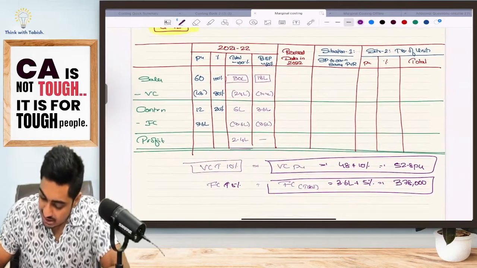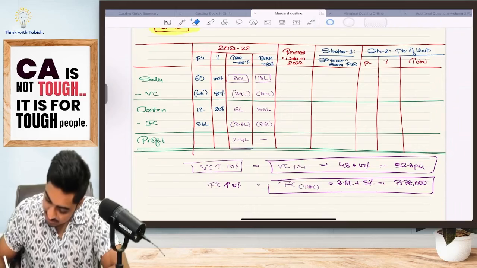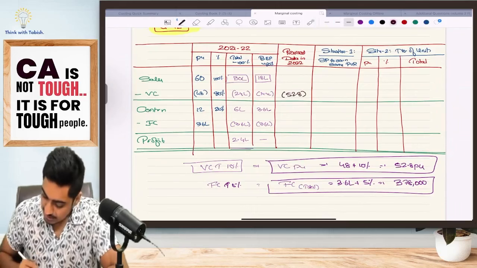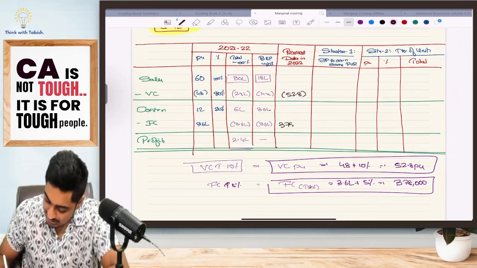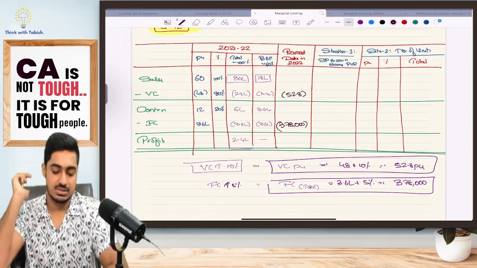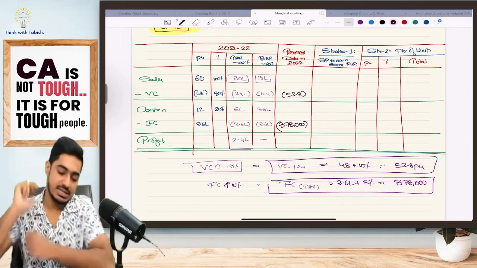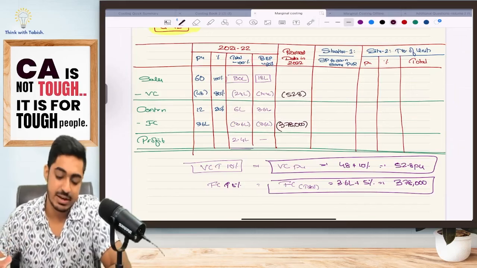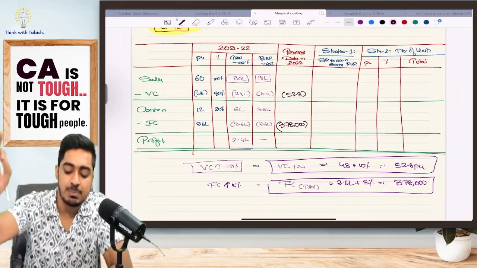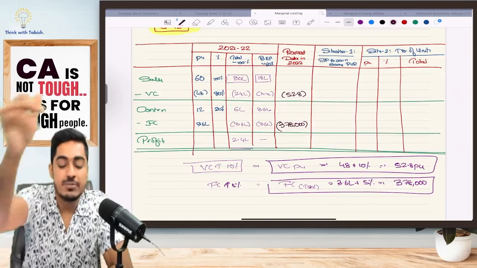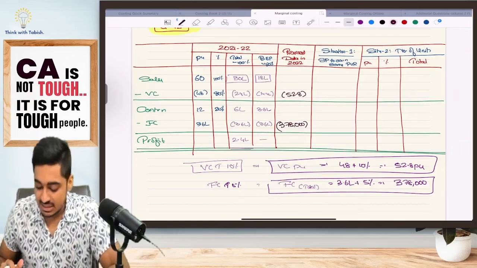Pay attention. Next year, my variable cost is going to be 52.8 per unit, and fixed cost is going to be 3,78,000. Till here, is this clear? Yes, sir. What is the requirement? Now I will see the requirement. Find the selling price required to earn the same PV ratio as last year. They are asking that.